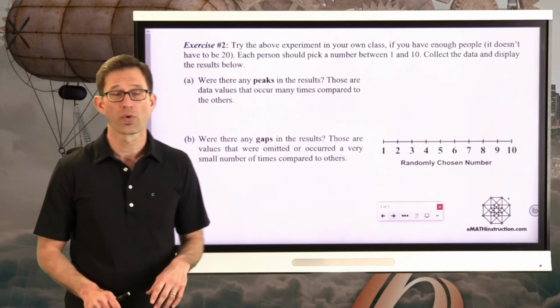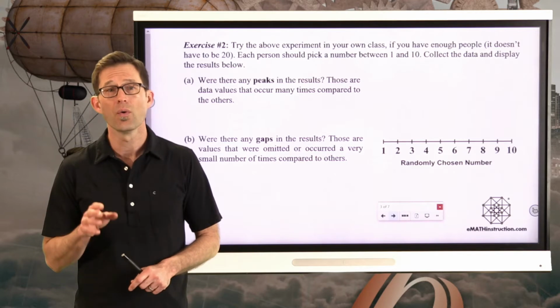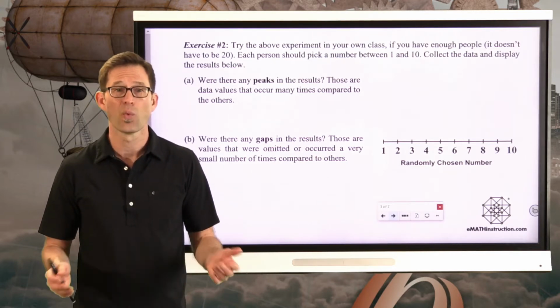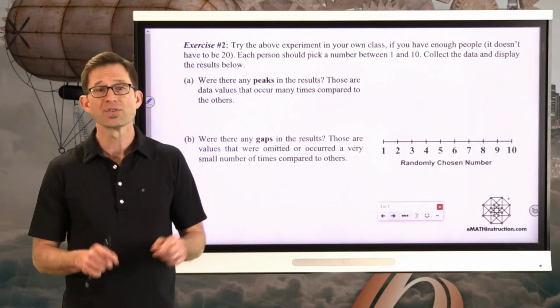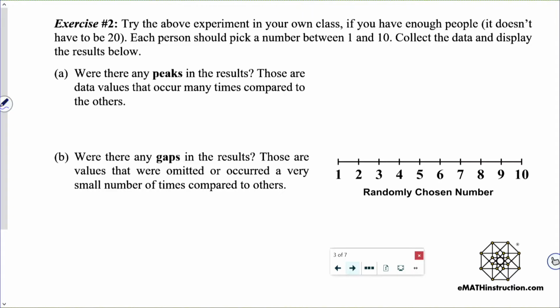Now, this is of course tricky. If you're at home working by yourself, there is almost no way to do this. You'd actually have to probably round up like 20 people to do it. But assuming that you're in a classroom, let's talk about exercise number 2. Try the above experiment in your own class. If you have enough people, it doesn't have to be 20. Each person should pick a number between 1 and 10. I would suggest having them write it down on a little piece of paper. Collect the data and display the results below.